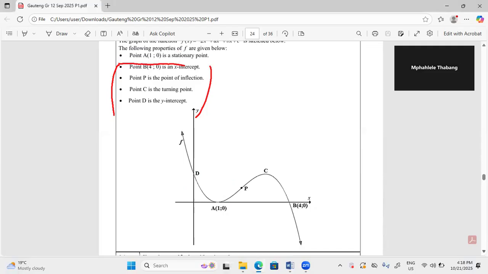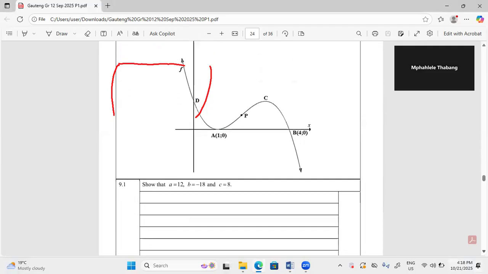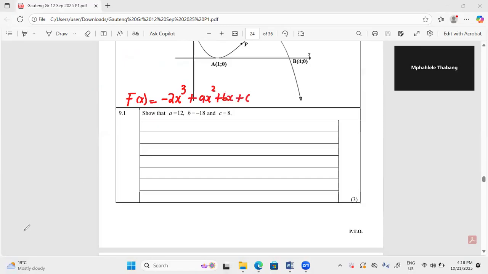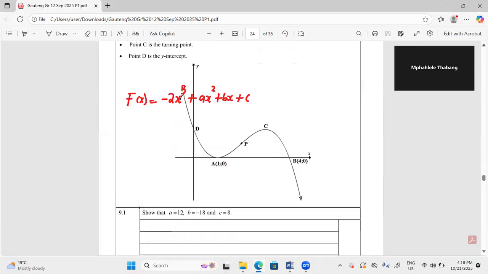So let's go to the reading of the question. The first question says, show that a is 12, b is negative 18, c is 8. Which a are they talking about? Which b are they talking about? Which c are they talking about? Remember, f of x is negative 2x cubed plus ax squared plus bx plus c. This is the f of x which has been given to you. Let me show you.